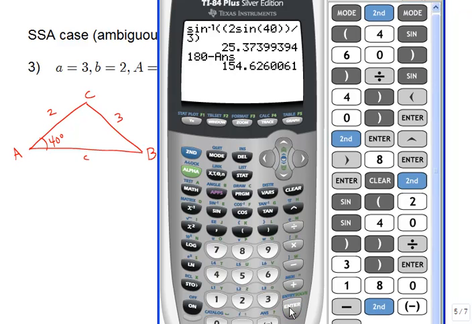154.62, and that's a legitimate angle in a triangle because it's smaller than 180 degrees. We still don't know for sure if it's actually going to work as a solution, but it is a legitimate angle that might exist because it's smaller than 180. So both of these answers, 25.37 and 154.62, both of those are potential candidates for what angle B is going to equal. So we're going to need to write down both of them and work from there to see if both of them actually work. So let me quit out of my calculator and then I'll show you where to go from here.